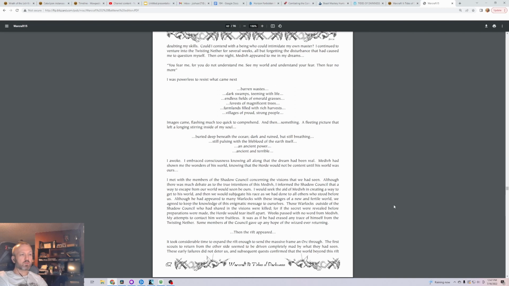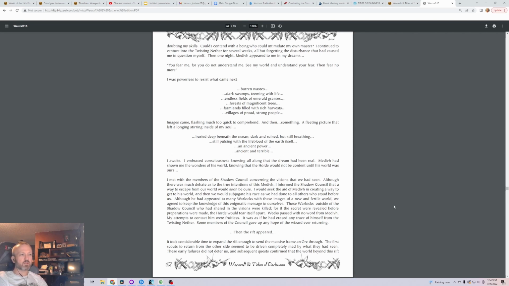Although he had appeared to many warlocks with these images of a new and fertile world, we agreed to keep the knowledge of this enigmatic message to ourselves. Those warlocks outside of the Shadow Council who had shared in the visions were killed, for if the secret were revealed before preparations were made, the Horde would tear itself apart. Weeks passed with no word from Medivh. My attempts to contact him were fruitless. It was as if he had erased any trace of himself from the Twisting Nether. Some members of the council gave up any hope of the wizard ever returning.